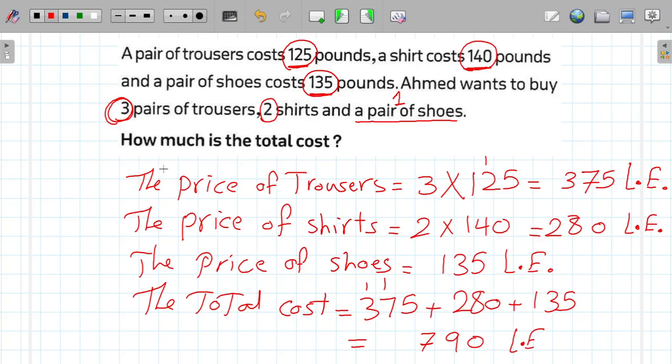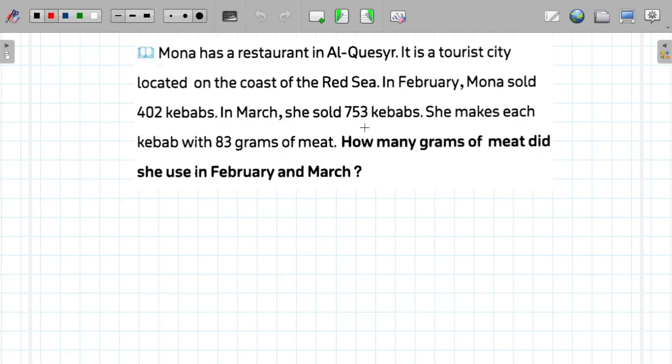Okay, so I found first the price of trousers, next I found the price of shirts, next I found the price of shoes, and after all of that I will add them together to find the total cost of them all. Okay, next I have that example.